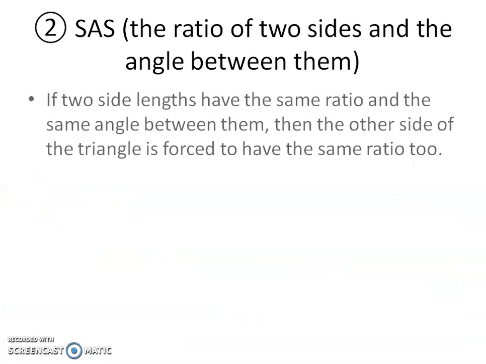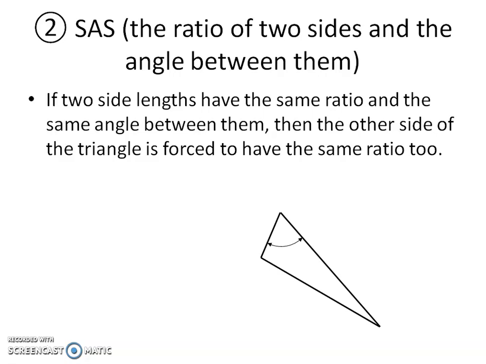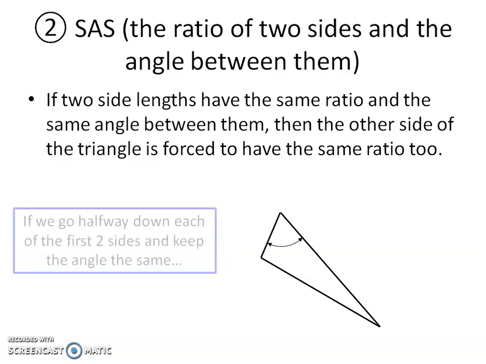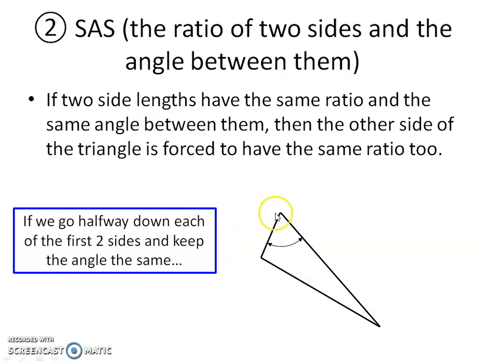The next one, SAS, meaning if you have the ratio of two side lengths and the angle between them is the same. So what I did here was I said, suppose we go halfway. That meant that I picked a ratio of 1/2, though this would work for any ratio. If I went halfway down this side length, so till about there, I kept the same angle, and I went halfway down this side length. So that ratio, the red goes halfway down this side, the blue goes halfway down this side. Even if it doesn't look exactly half, I used the measure tool, so you can trust me.